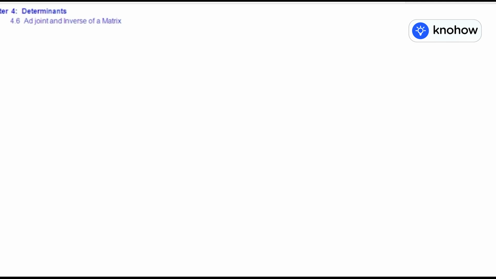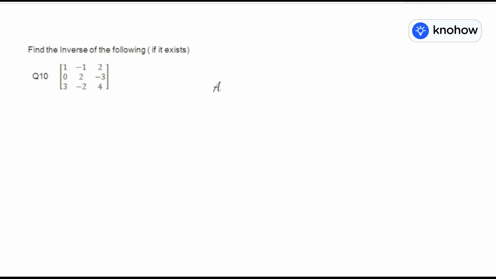Find the inverse of the following matrix of order 3 by 3. You know the definition of A inverse. It is 1 by determinant A into adjoint A. Let us first work out the value of determinant A.